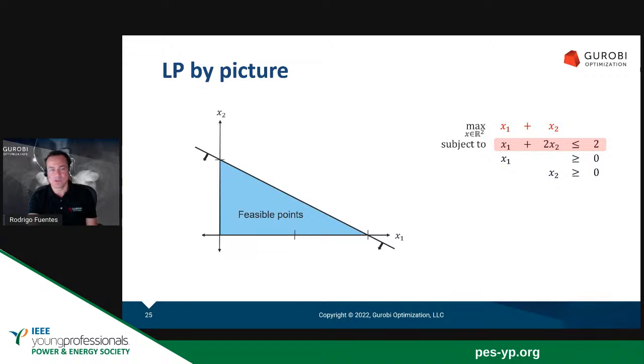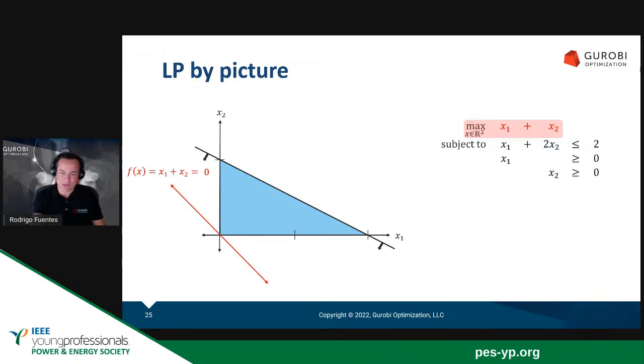Well, one way of doing this is we can draw a line of what x1 plus x2 is for different values. So let's take the function x1 plus x2 because that is our objective function. And let's assign to that function different values. We want to see what's the maximum value x1 plus x2 can take. So let's start in the lower left corner. If we make x1 plus x2 equal to 0, and we draw that line, it is going to be the red line that you see here, right? And a quick way to verify that is to replace the origin 0, 0 in x1 plus x2, and that's equal to 0. That is in the corner of the feasible region.